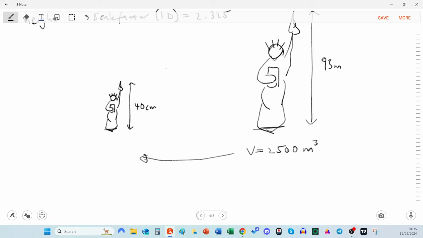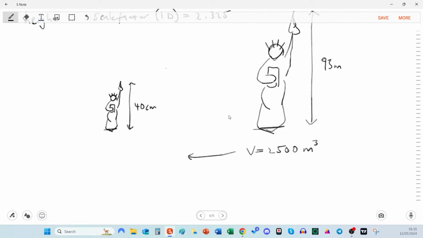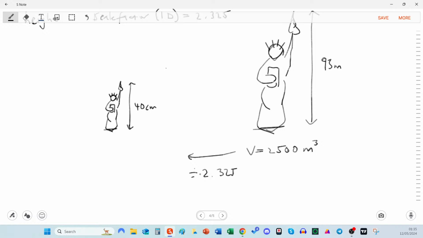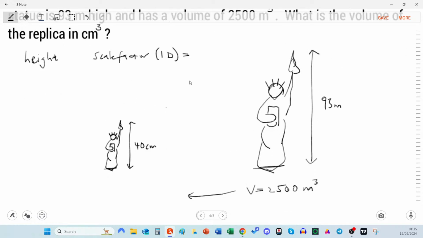So the first step, I think we need to make this mistake together. Okay, so the first mistake would be to look at the scale factor and divide it by 2.325. Oh wait, hold on. Did I do the scale factor right? No. So I'm getting ahead of myself. There's no way it was 2.325. Should have warning alarm bells. 93 divided by 0.4. Yes.